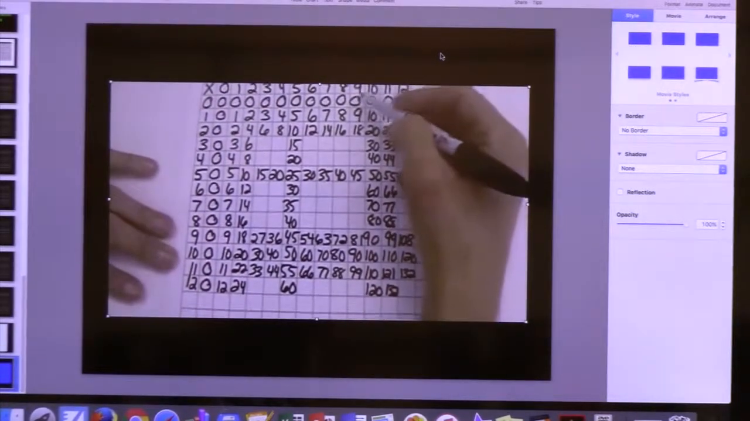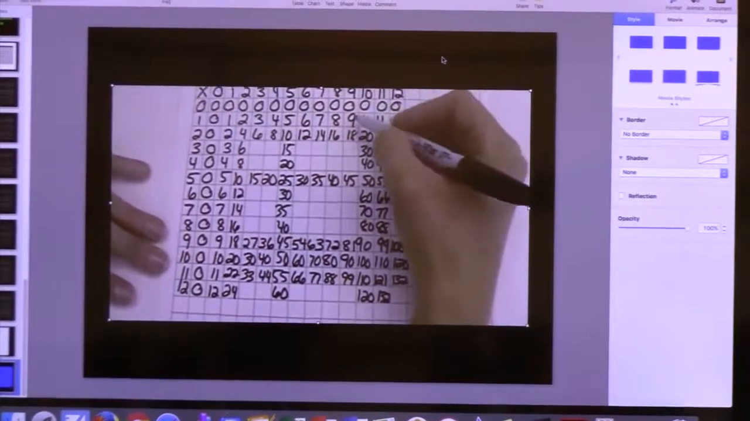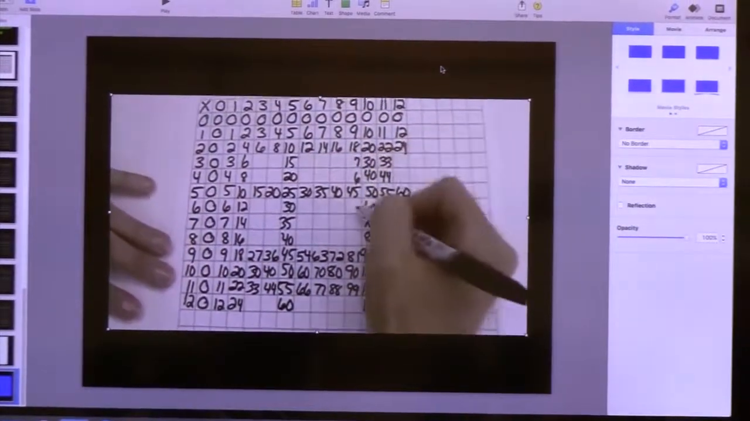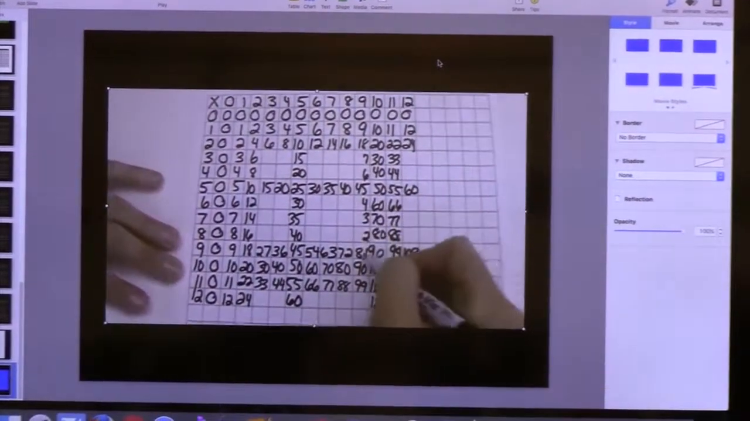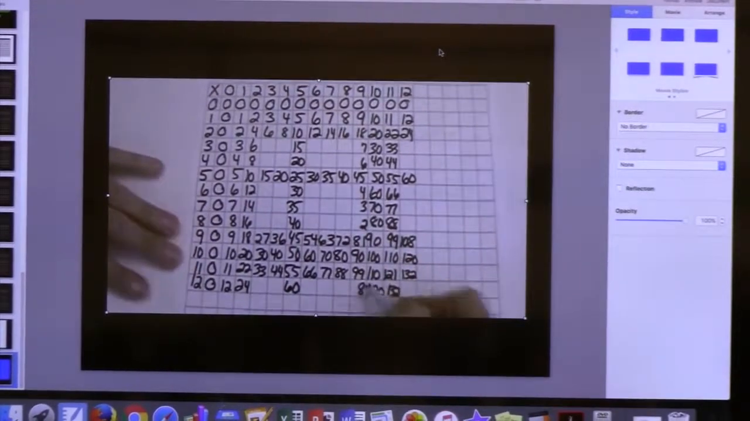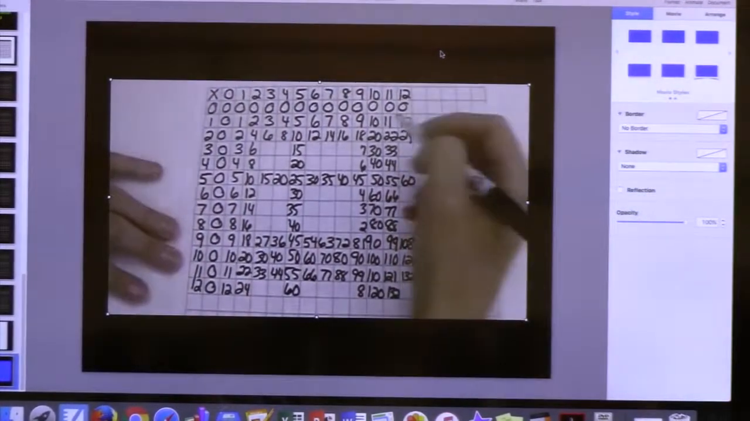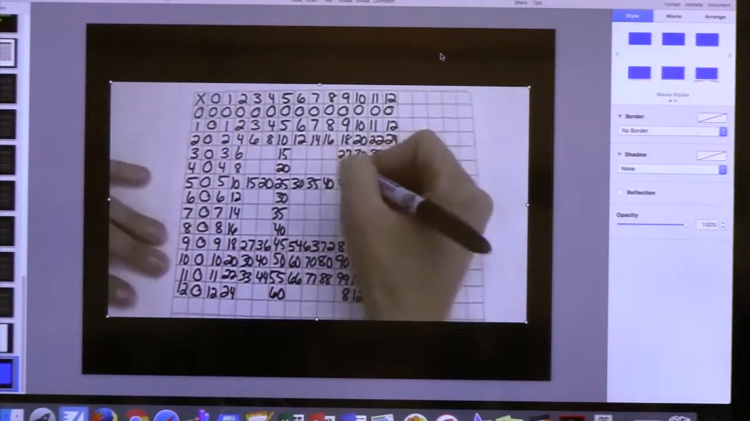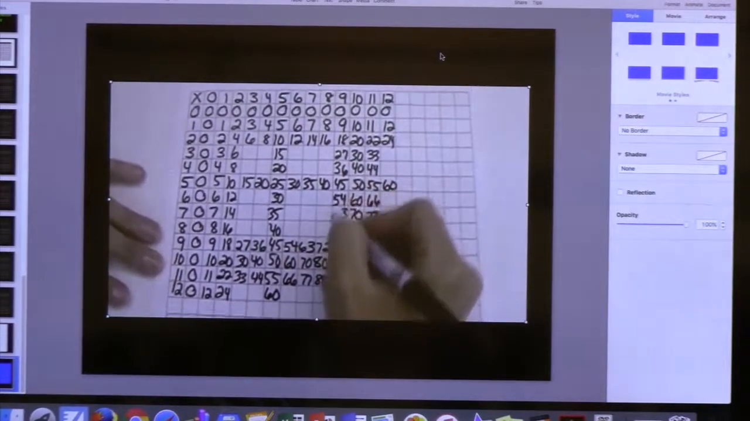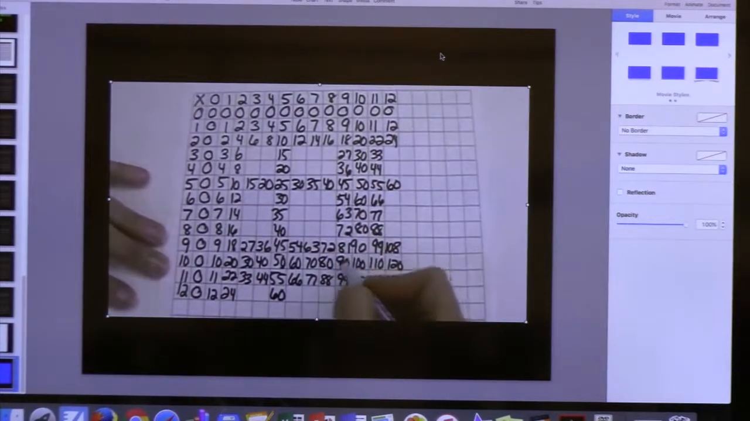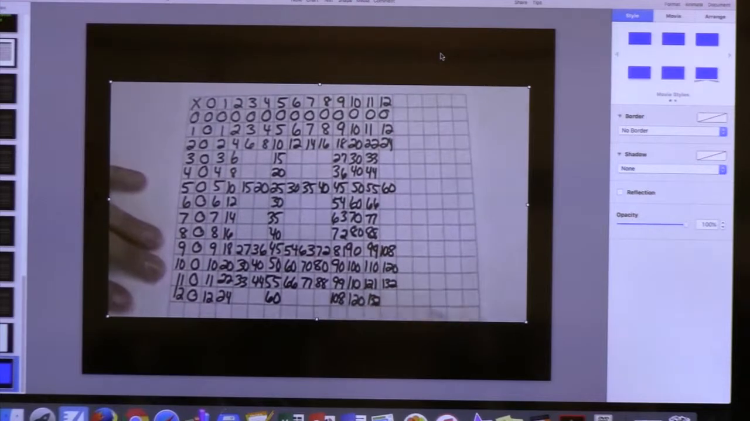So we start with the ones digit and work down. 0, 9, 8, 7, 6, 5, 4, 3, 2, 1, 0, 9, 8. Now we're going to count up in the tens place. 1, 2, 3, 4, 5, 6, 7, 8, 9, 10.